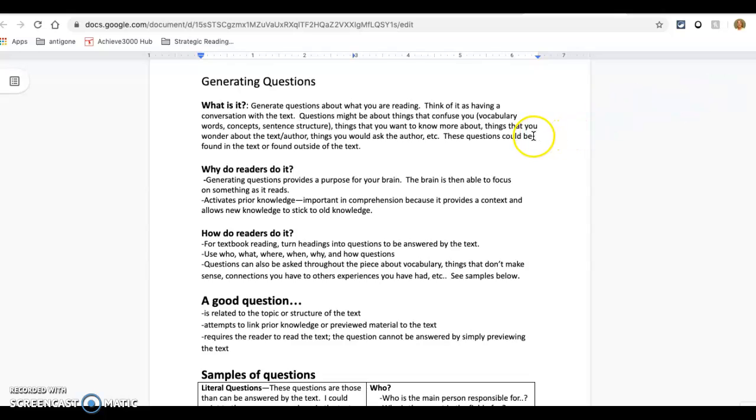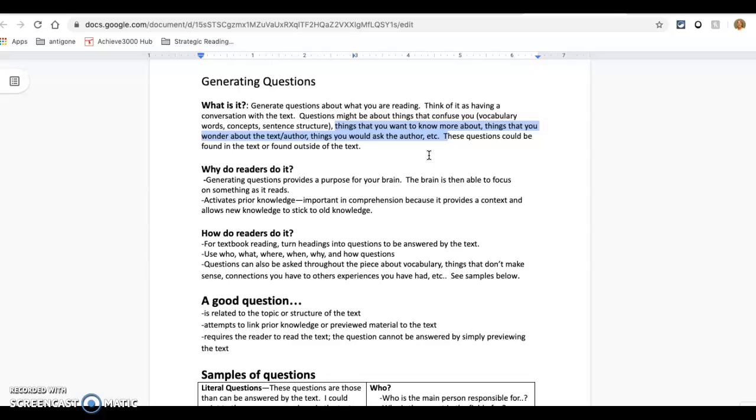All right. And again, these questions about things that confuse you could be found in the text, or you might be asking questions that are not found in the text. You could also ask questions about things that you want to know more about, things that you wonder about the text, the author, things that you'd like to ask the author, and so they might be extensions that your instructor could give you.